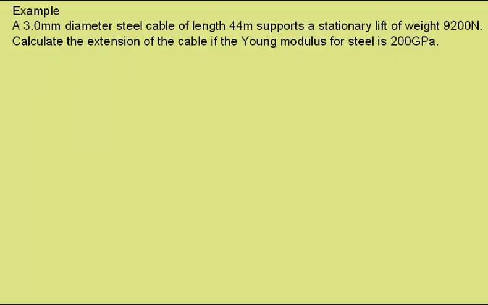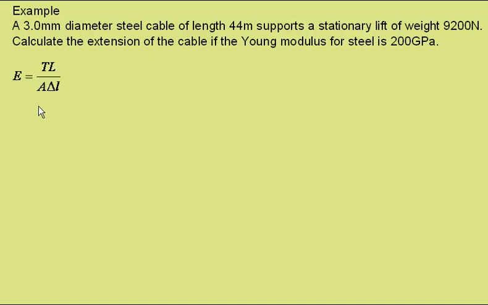Let's look at an example. A 3 mm diameter steel cable of length 44 meters supports a stationary lift of weight 9,200 newtons. Calculate the extension of the cable if the Young modulus for steel is 200 gigapascals.